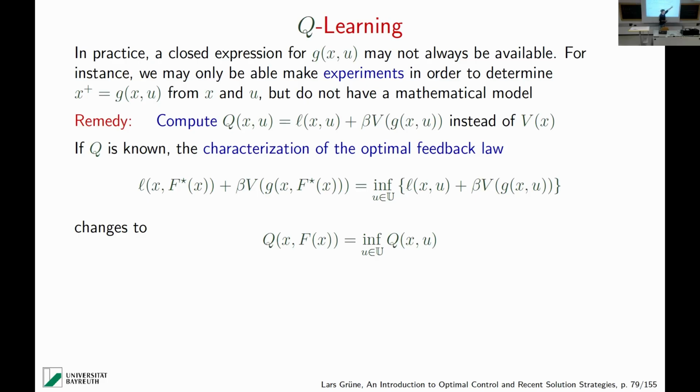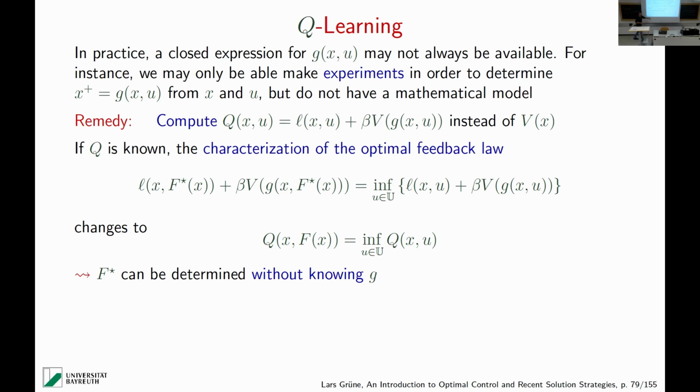Here you need to know G. If you want to infimize this expression, you need some formula for G. Otherwise, you can't compute the minimum here or the minimizer. Here you can do this without having to know G, right? You can really do it with just knowing Q. That's the big advantage. And so that means that F star can be determined without knowing G.